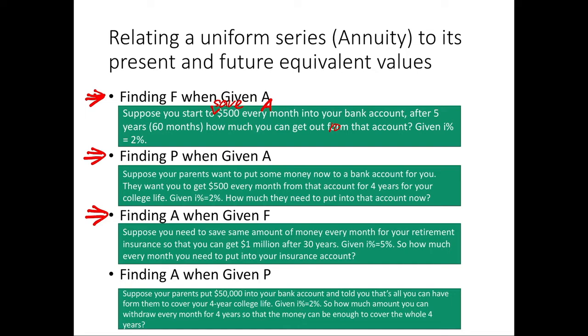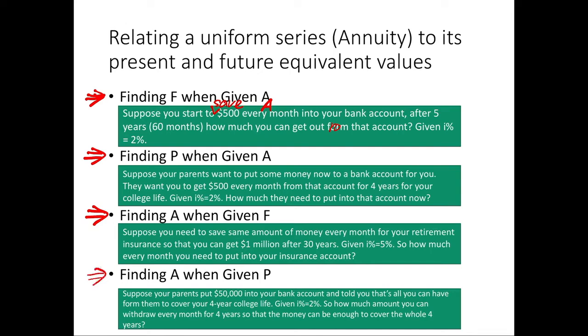And then you already know that the insurance plan, on average, will give you an interest rate of 5% every month. Okay, so the question is how much you need to save to your insurance plan every month so that you can get 1 million after 30 years. Well, to answer this question, you need to use the equation of finding A when given F, which is very, very useful for me. The last scenario is to find A when given P.